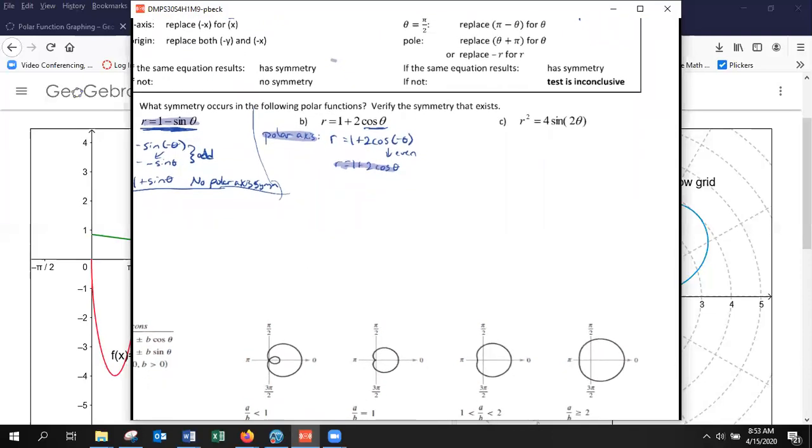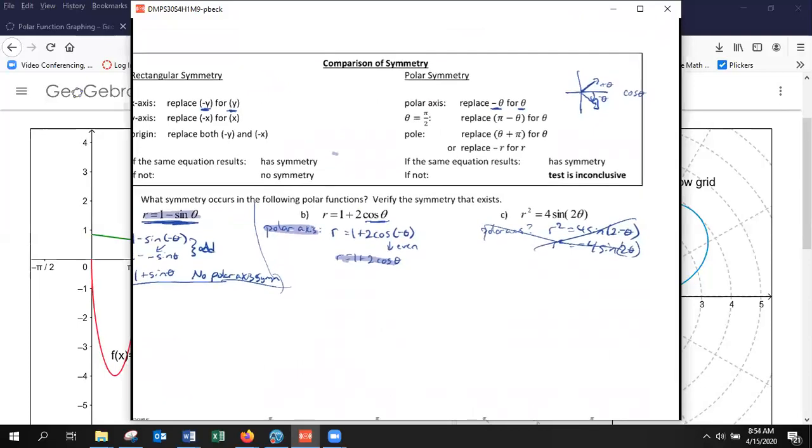Now, what happens here? Do we have polar axis symmetry or not? R squared is 4 sine 2 theta, so do we have our polar axis? R squared is 4 sine of 2 times negative theta. And just like before, that now is equivalent to negative 4 sine of 2 theta. So R squared is negative 4 sine 2 theta, not the same thing, so no polar axis symmetry.